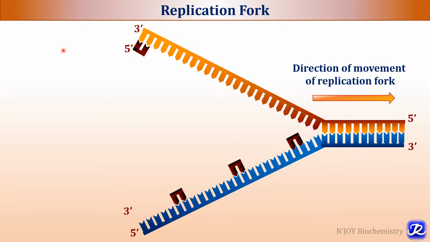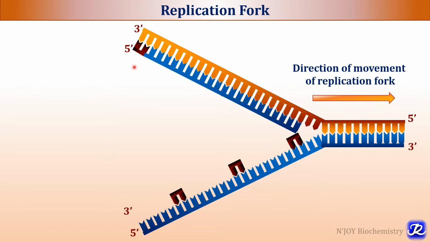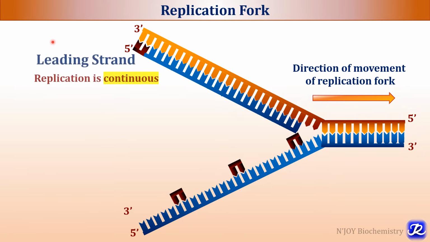Now let's understand what it means by leading strand and lagging strand. On this upper strand, the DNA synthesis or DNA replication occurs from 5' to 3' direction in continuous manner. So this is called as leading strand. On the leading strand, replication occurs in continuous manner from 5' to 3' direction, and also in the direction of movement of replication fork. So this is leading strand.